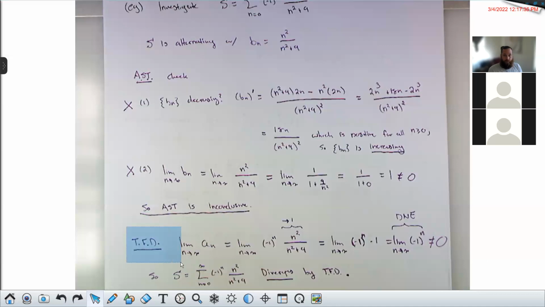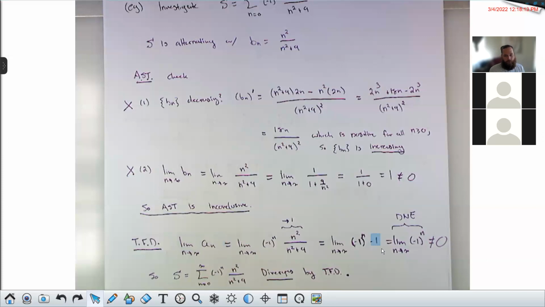TFD is usually the test you're going to use because none of the other tests apply to alternating series. Now, we will have other tests later that you could apply, the root test and the ratio test. But if your alternating series fails AST because the limit of the bn's is not 0, then automatically the series fails TFD, because a_n is (-1)^n times b_n.